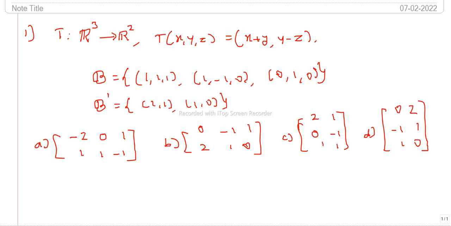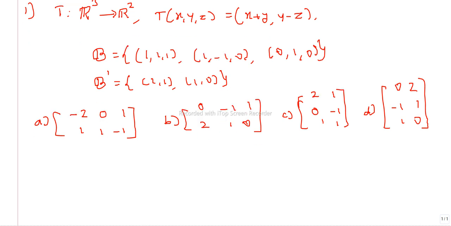So actually the codomain dimension is 2 and the domain dimension is 3, therefore the matrix should be a 2 by 3 matrix. The domain has basis script B, the codomain has basis script B dash. Now how to form this matrix? You have to find the value for each given basis element.